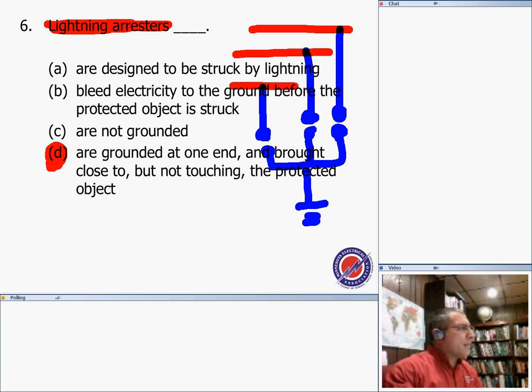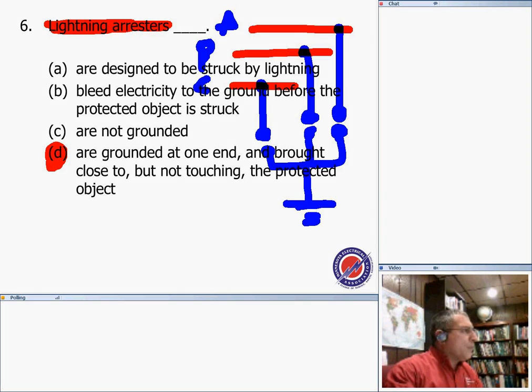So as this is a lightning arrester on phase A, phase B and phase C connection, remember, these are directly connected to the bus. Look how it's grounded at one end. The bottom end is grounded. Can you guys see that? And brought close to, but not touching, the protected object.